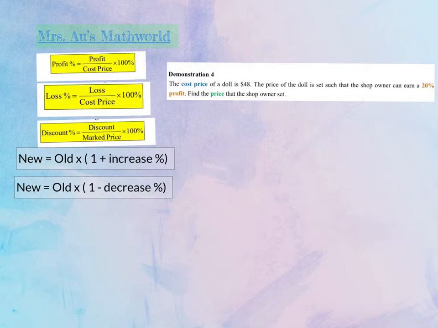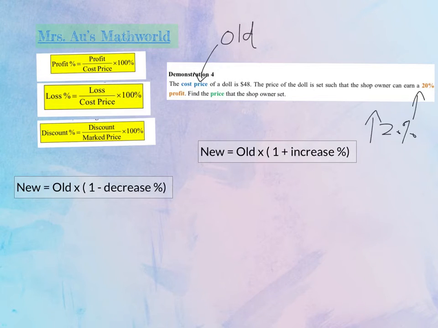Okay. In demonstration 4, the cost price of a dog is $48. That means it is the original value. The price of the dog is set such that the shop owner can earn a 20% profit. Find the price that the shop owner set. So the 20% profit means the 20% to be increased. Then we use this one: new equals to original times 1 plus increased percentage.